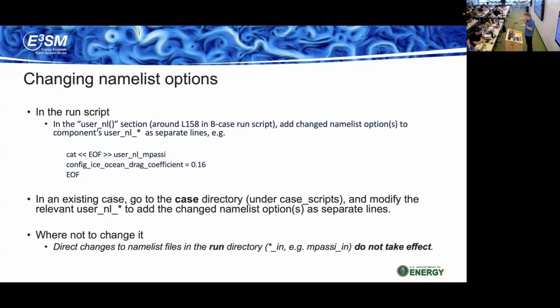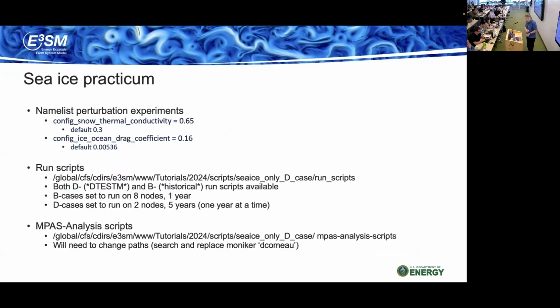Okay, so the summary is, in the run directory, you can view the namelist options, but you can't change them there. Okay, and then there's other files, user namelist, where you can change them, or you can put these couple lines in the run script. All right, do you want to talk about these options?